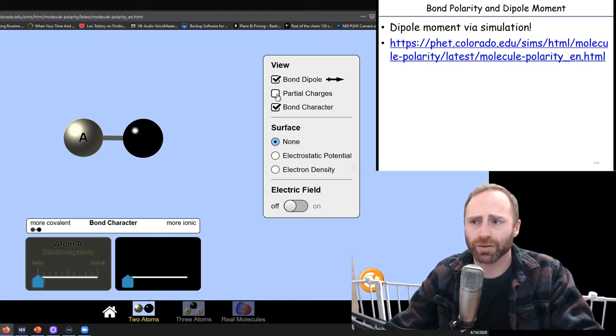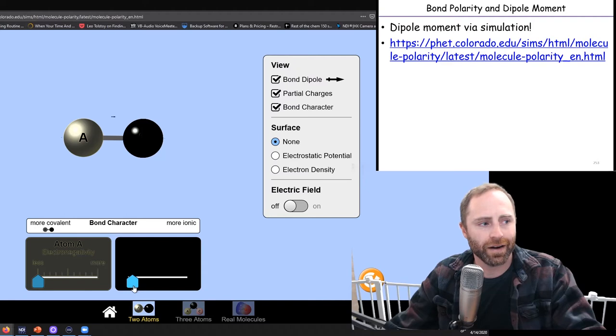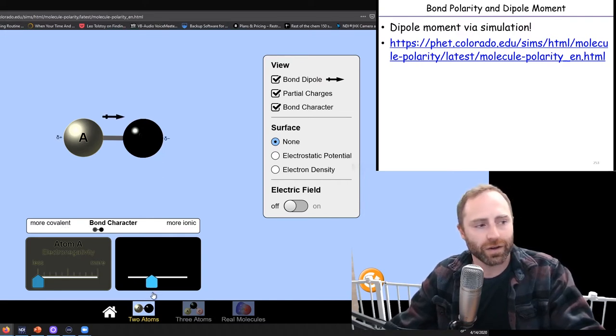Let's turn on partial charges. And let's do atom B as our slider this time. So now the arrow, we should see it starting to grow in. It's going to be pointing towards atom B because we're saying atom B is more electronegative. But we're also seeing these little things that are growing on the sides of atom A and atom B.